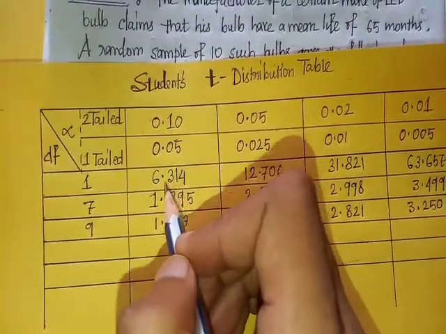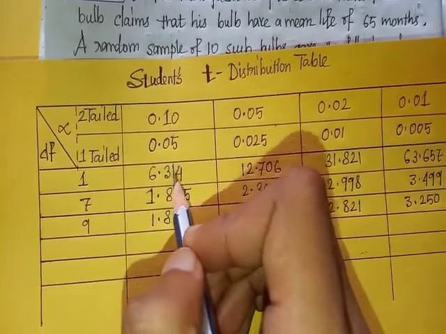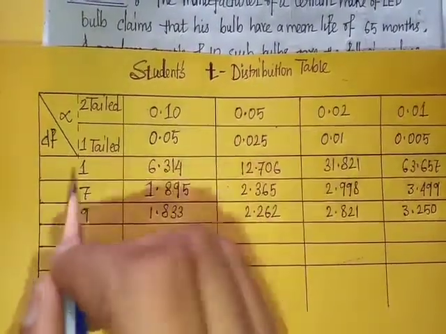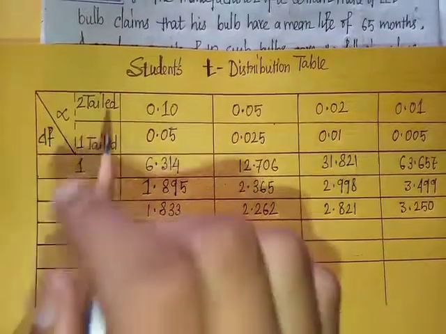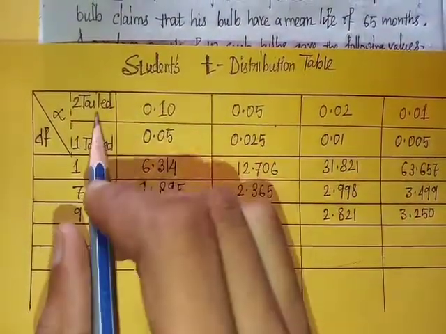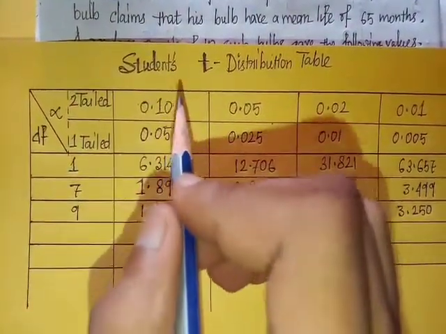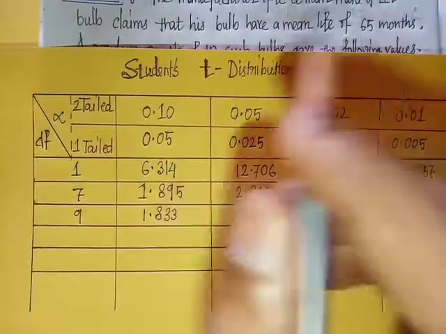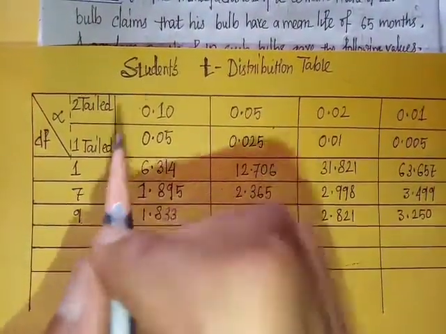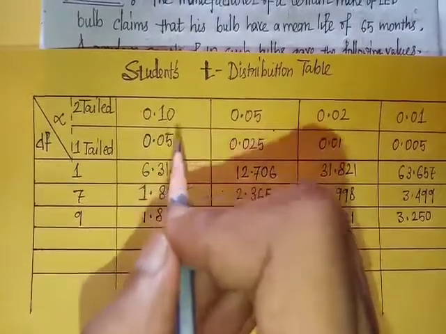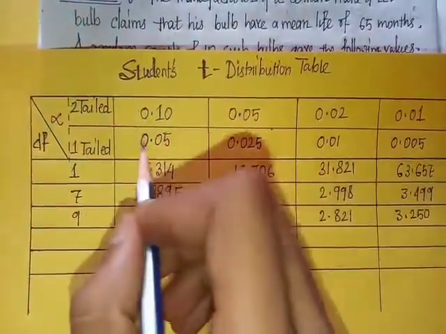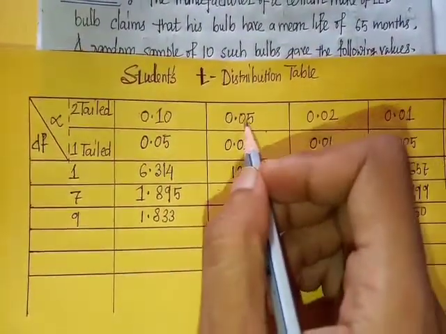this value is equal to 6.314. Similarly, for 7 degrees of freedom, the value of T for a 2 tail test at 10% level of significance is also equal to the value of T for a 1 tail test at 5% level of significance. Just half.